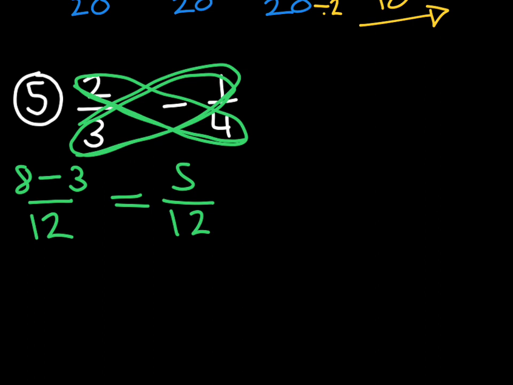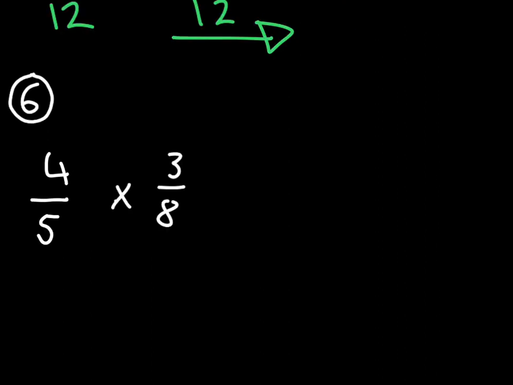As there is no number which goes into both 5 and 12, this is in its simplest form and is our final answer for question number 5. Question 6 asks us to multiply 4 over 5 by 3 over 8. Now it's important to remember that when we are multiplying or dividing fractions, it does not matter if our denominators are not the same.